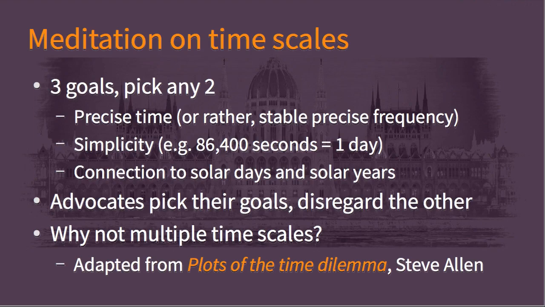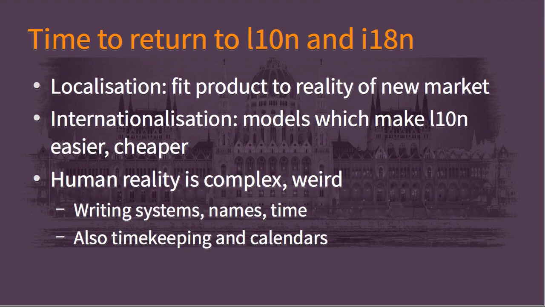And Steve Allen's observation is that advocates on various sides of the abolition of leap seconds debate have picked their own 2 out of the 3 goals and completely disregard the 3rd goal and the value of the 3rd goal. And he asks the question, which I agree with, why not have multiple time scales? That's the clear answer to this problem.